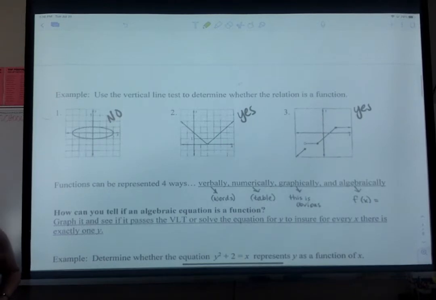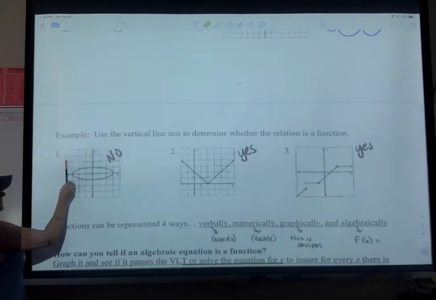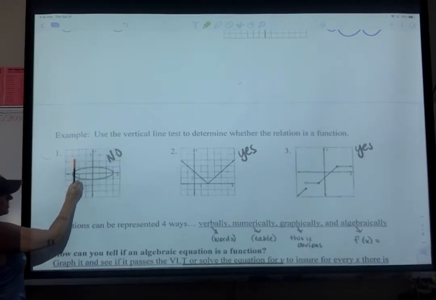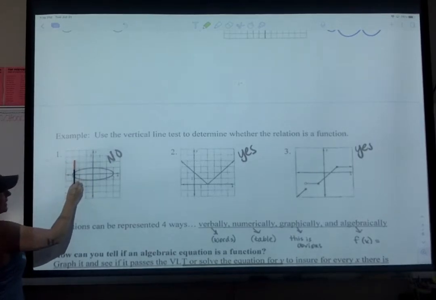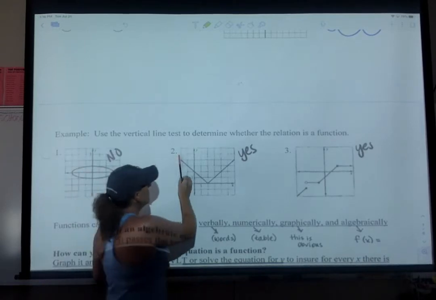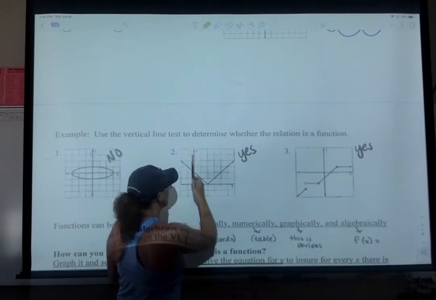Now, let's look at some actual graphs of equations. On this one, I'm going to do the vertical line test from left to right. I'm good, I'm good, I'm good. I'm even good right here when x is -3, but the moment I cross into this oval-looking thing, I fail the vertical line test. So that's a no. This one, yep, it's only touching once all the way through.